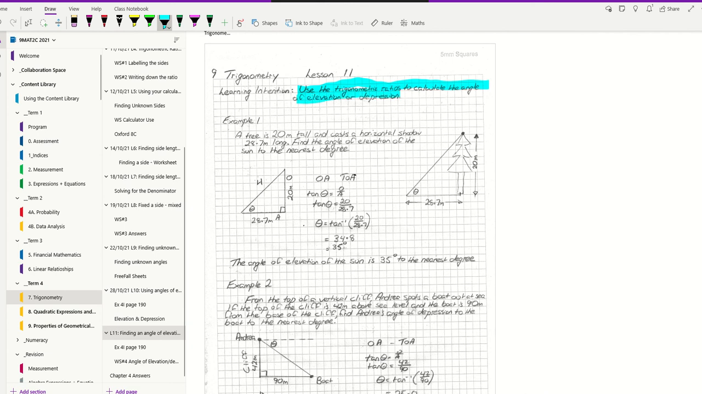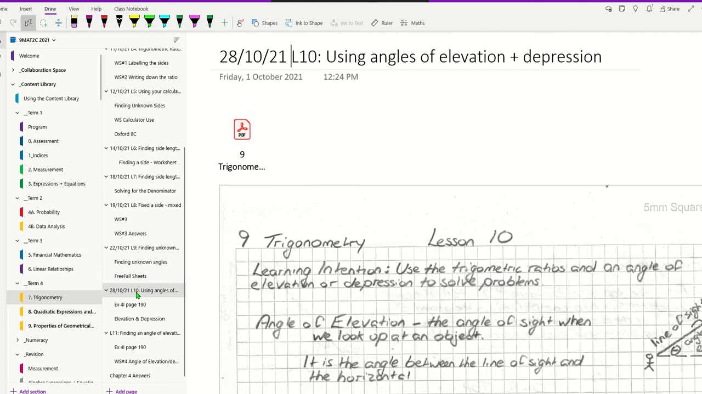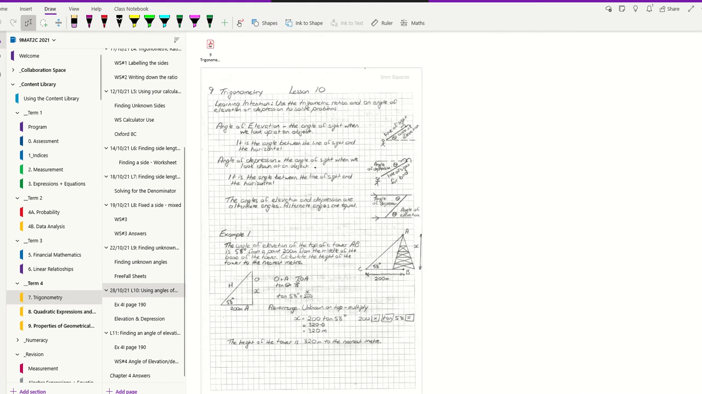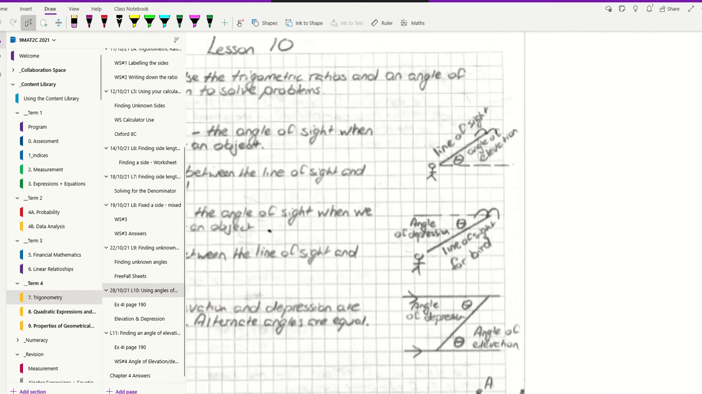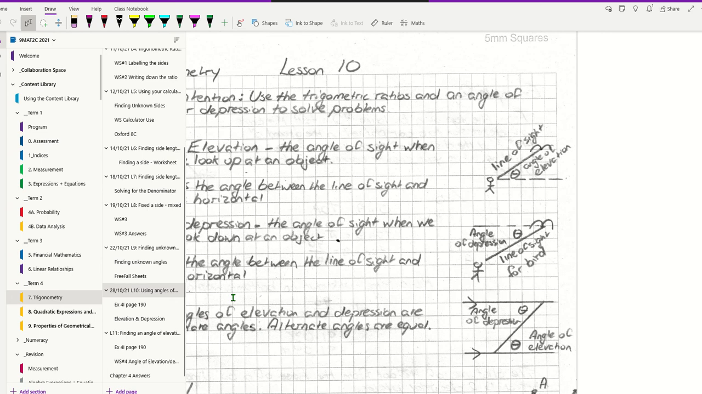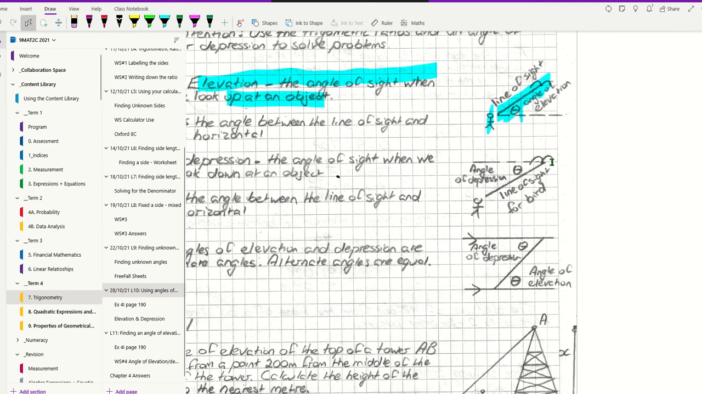If we quickly go back and remember what they were in last lesson, angle of elevation was the angle of sight when we were looking up at an object. So we're this guy here and we're looking up at this bird, our angle of elevation is in here and it's the angle of sight. Now the angle of depression was looking down on an object. So it was the bird, you might say, looking back at us. So this is this bird up here, he's looking down on this line of sight at us.